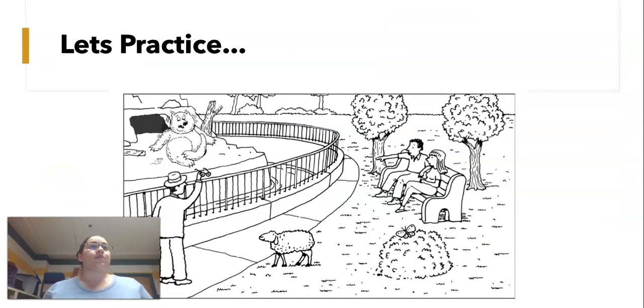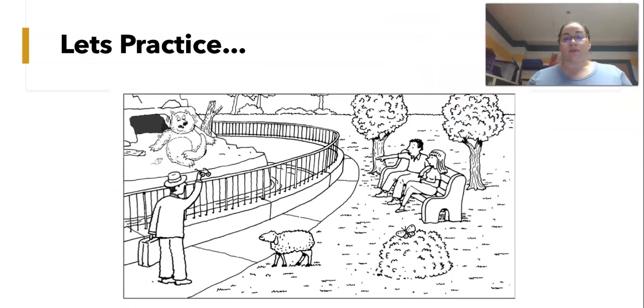First we're going to practice by looking at a picture, it's like a little painting, and we're going to identify all the different nouns that we see here. Let me get my pencil out so that we can identify that. Yes, this is what I wanted.